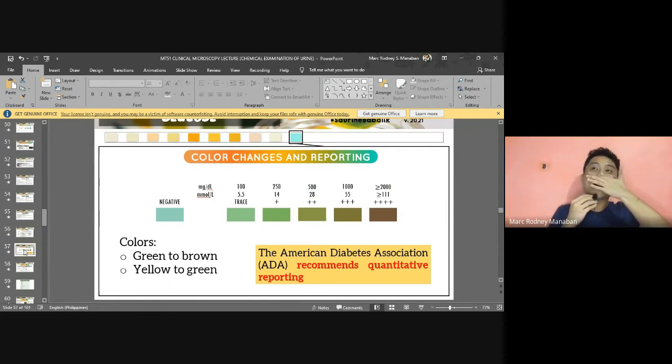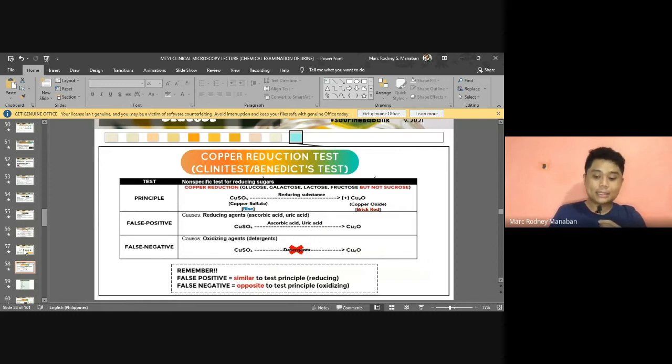Okay, alright. Now, balik na ta. So again, in cases na negative siya yung strip, pero you're suspecting of other sugars in your urine, especially galactose in infant na mga patients, you can perform, of course, confirmatory tests like TLC or other specific methods. But you can also perform the classic chemical test, your copper reduction test, or your Benedict's test, or using the Clinitest tablet. All right.